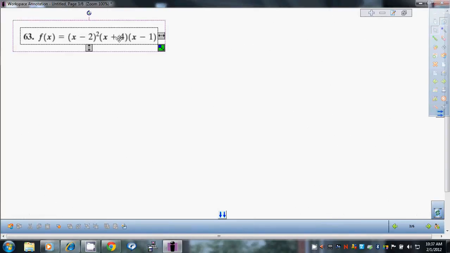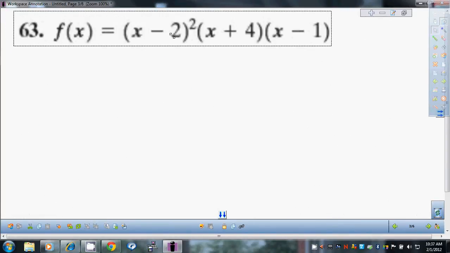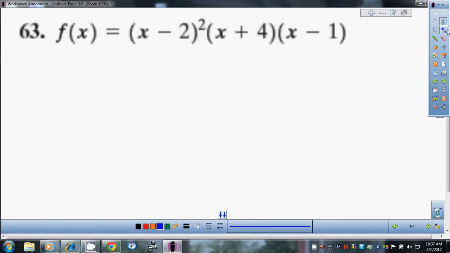63. Now, before you do need to FOIL this and get it into standard form. But before you do that, let's go ahead and take out the things we know. What are my roots going to be? Very good. -4 and 1.